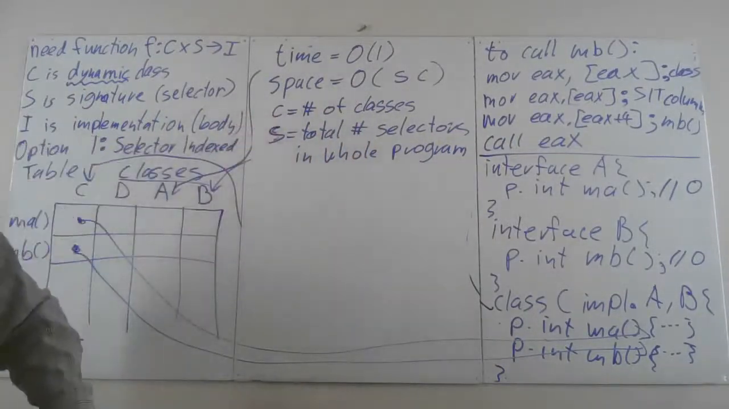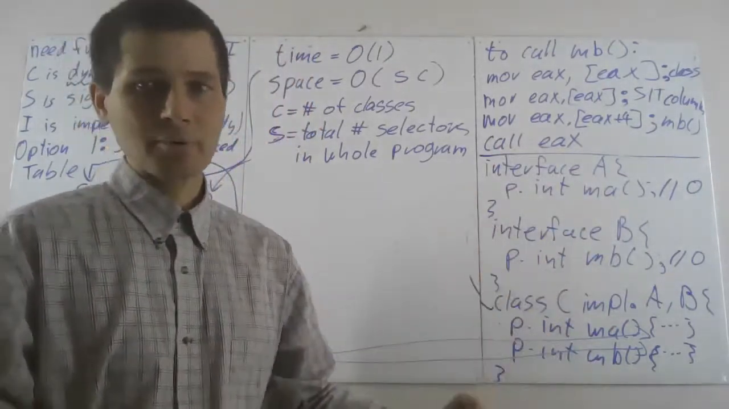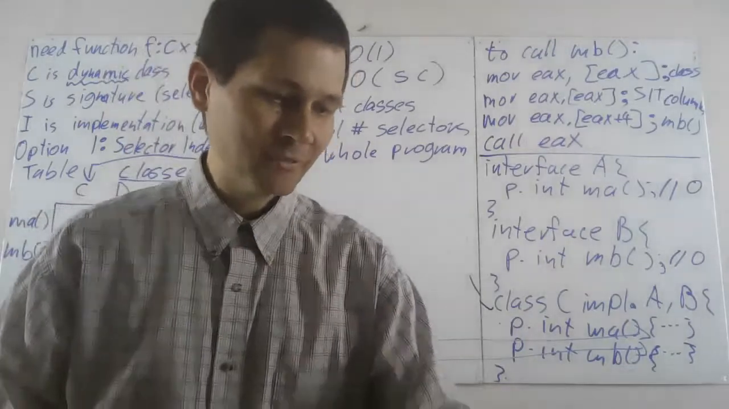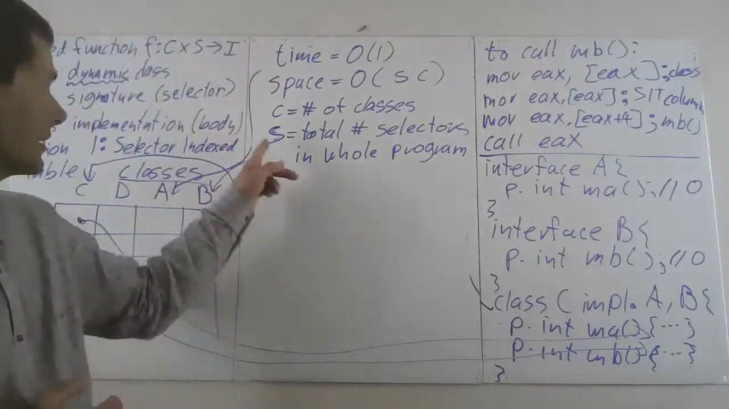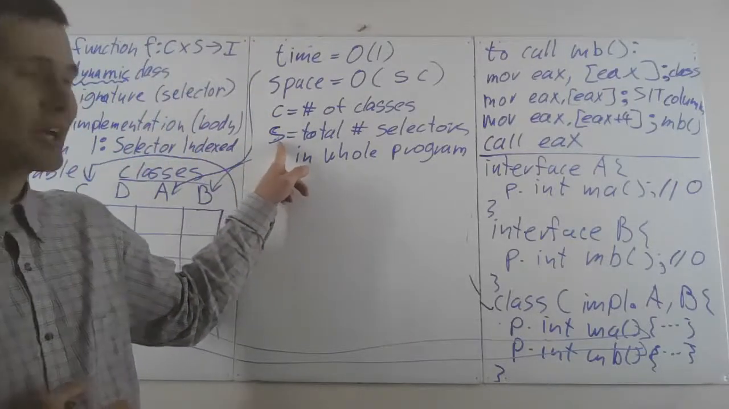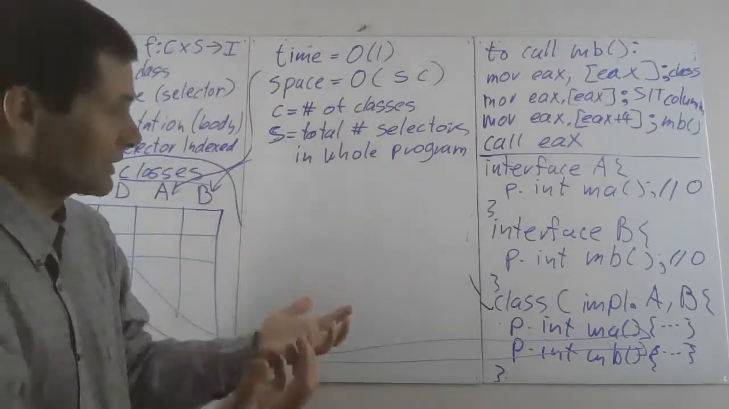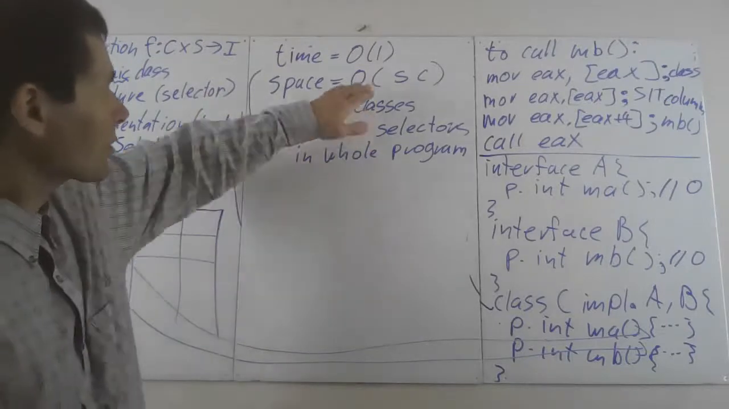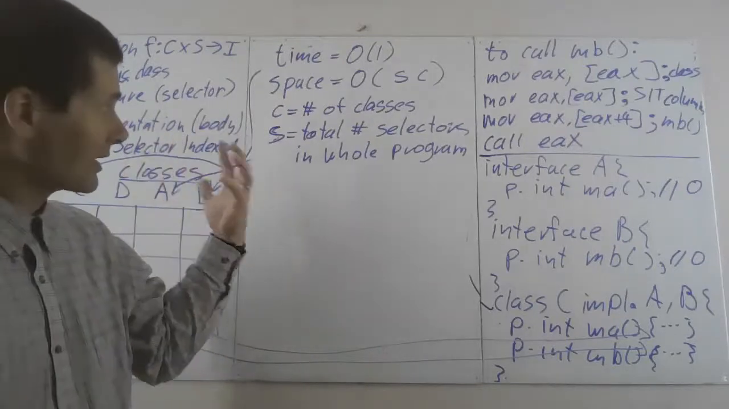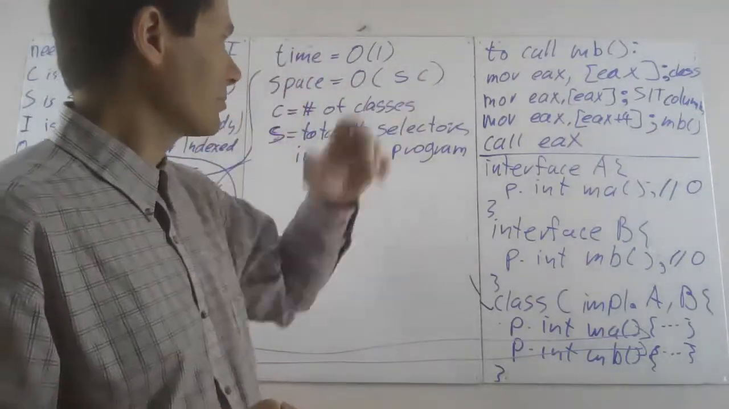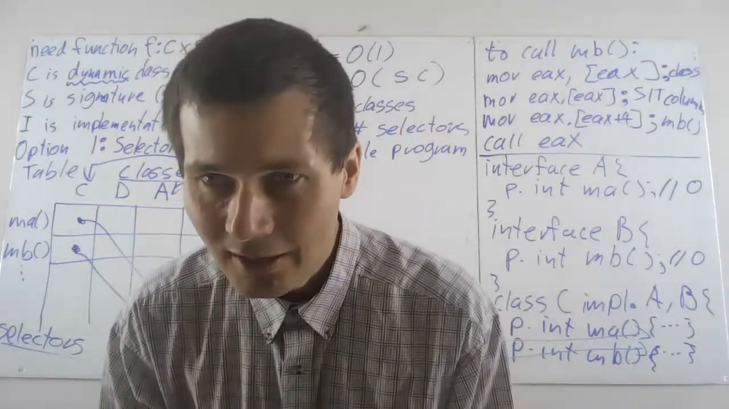So here, S is sort of the total number of different names of methods in your entire program, okay? And if you assume that most methods have unique names, then S is sort of linear in the size of your program, and C, of course, is the number of classes, so that's generally linear in the size of your program. So this selector index table is going to take quadratic space, right? A quadratic amount of memory to be able to resolve interface method calls.